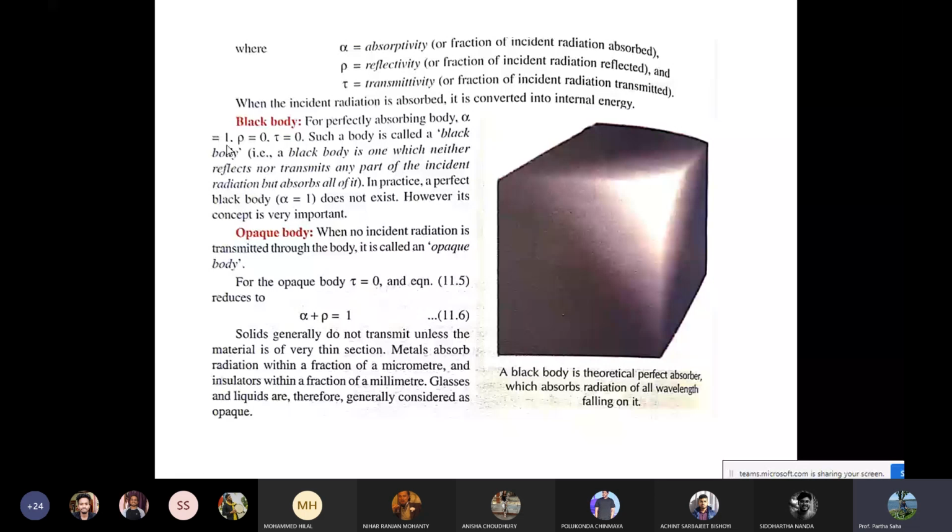What is called a black body? A black body is one which neither reflects nor transmits any part of the incident radiation, but absorbs it all. A perfect black body should have alpha equal to 1, but in reality there is no perfect black body.